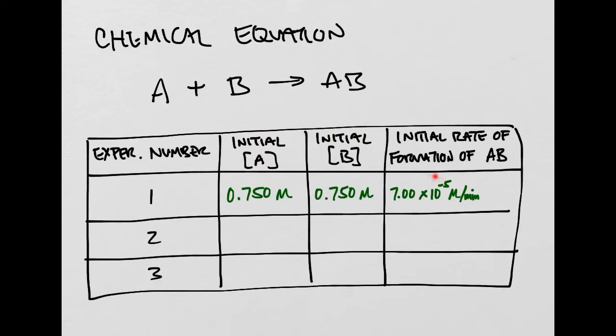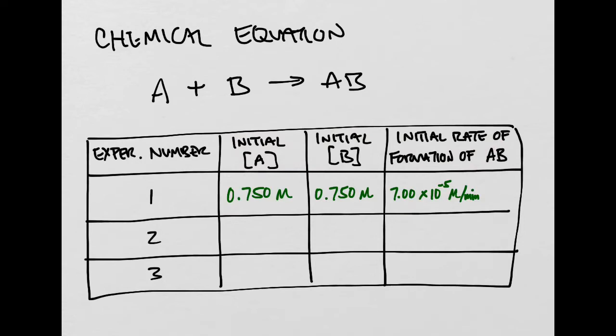And so in this case, you're going to have a 7.00 times 10 to the minus 5 molarity per minute. Okay, so that's how it's going to change. That's how quickly that's going to develop. And then that's the AB stuff. That's how quickly that's going to develop.